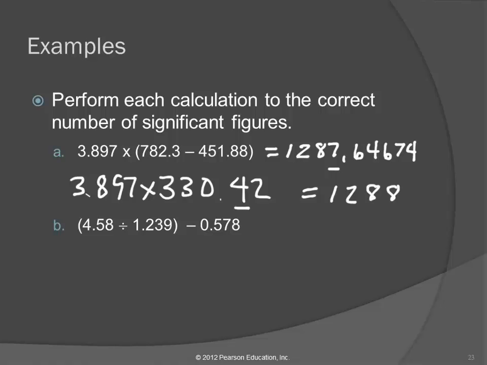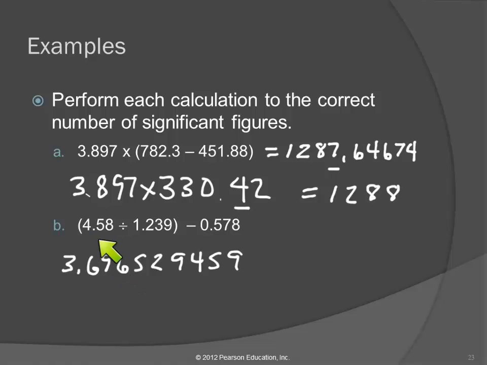Let's do part B. So again, we're going to do the part in parentheses first. So 4.58 divided by 1.239 equals. And we're going to write that down, and that's a big long mess. 3.696529459. Yikes.